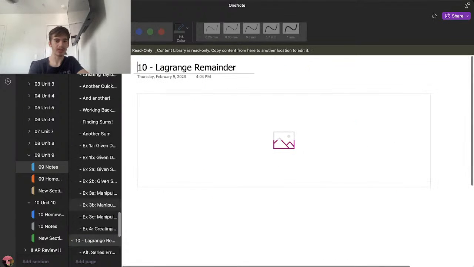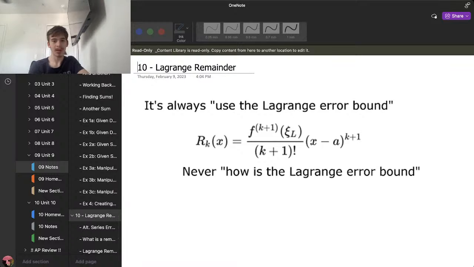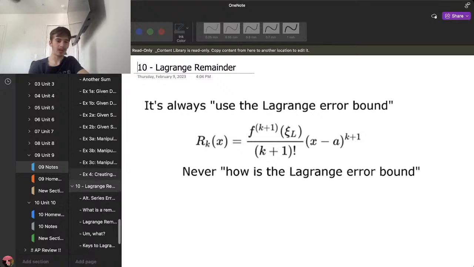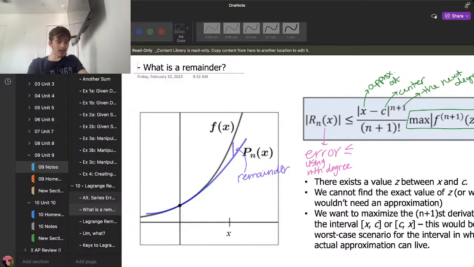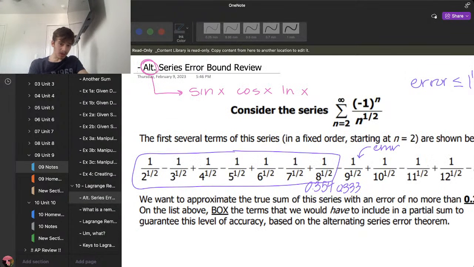Okay, there's just example problems if you really... Oh my god. Yeah, okay. Lagrange. Let's get to it. Naturally, you'd use alternating series bound, which I already covered, for sine of x, cosine of x, natural log of x, because they're alternating series.